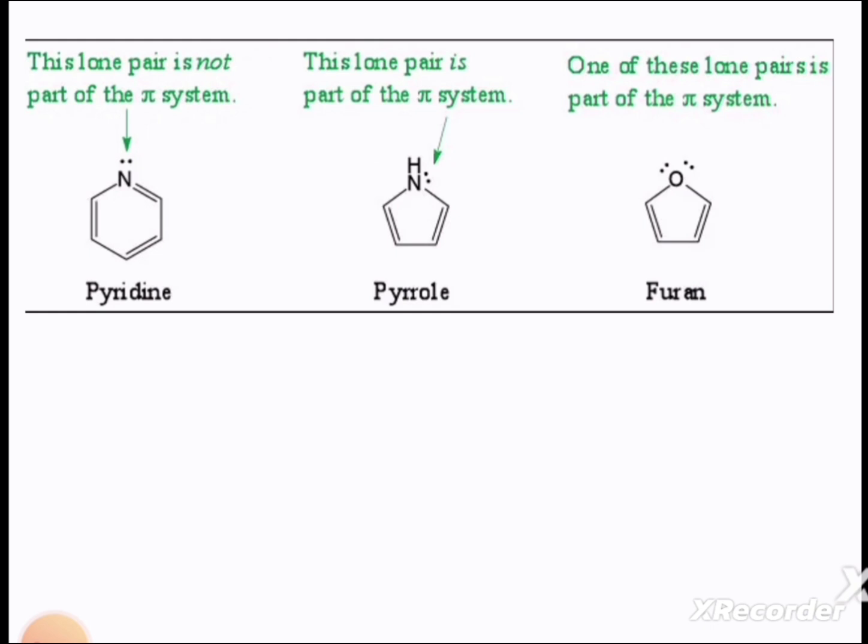So this is the same pyridine. The lone pair is not part of the pi bonds. In the case of pyrrole, this lone pair is part of the pi system. In the case of furan, also one lone pair is part of the conjugation system. So we will calculate that lone pair which is part of conjugation.